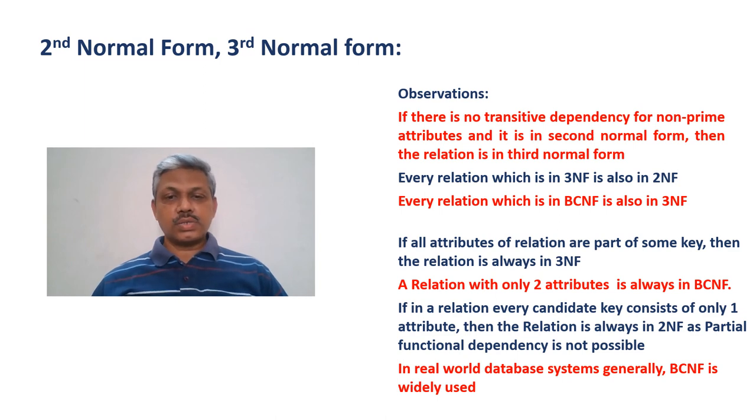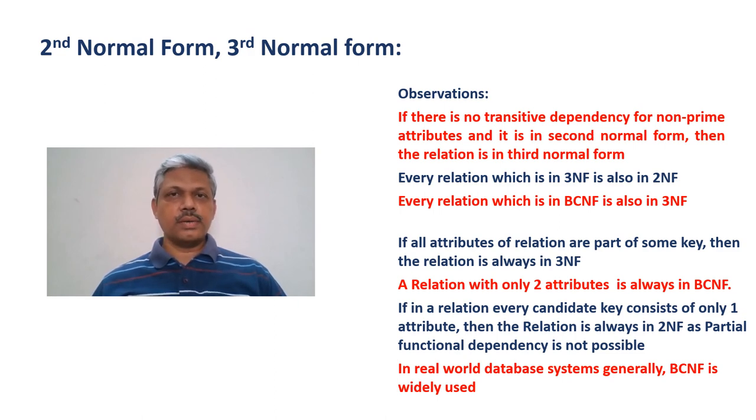Similarly, if a relation has only two attributes, then different possibilities are there. Let us say that A and B are the two attributes. If there is an A then B functional dependency, then A becomes the key and it's the only functional dependency and it's a super key. Otherwise, if B then A holds, again B becomes a super key. If no functional dependency holds, both the attributes put together form a key, and hence in either case it is in second normal form. And if in a relation every candidate key consists of only a single attribute, then obviously it's in second normal form.